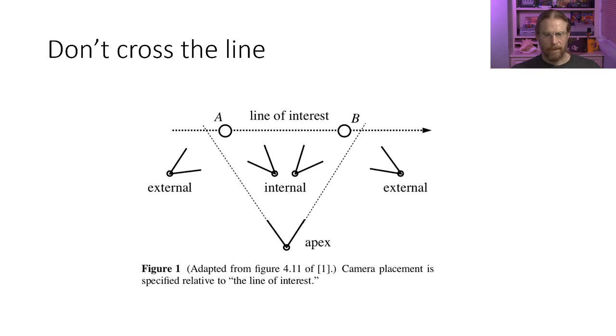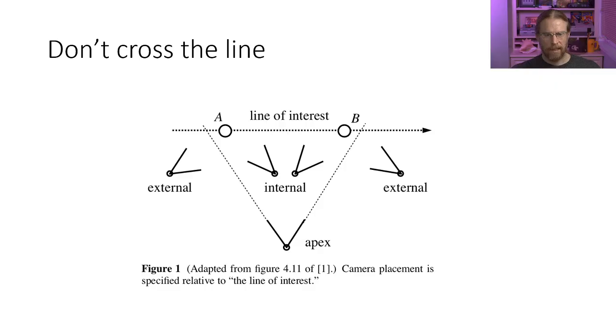So here's again this line of interest example. We've got different camera placements that we could consider, and the line of interest was drawn through our 2, let's say, characters. We don't want to put any cameras on the other side of the line. And so we have an apex, and this is basically from a certain point with a target field of view, where we can fit both of the characters.